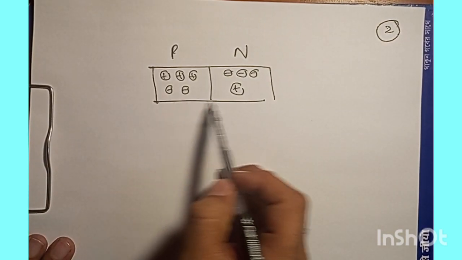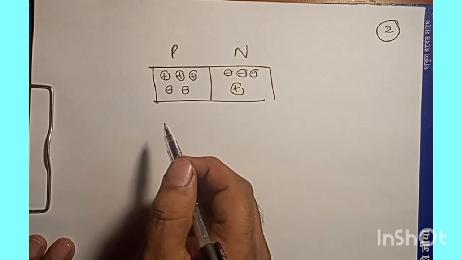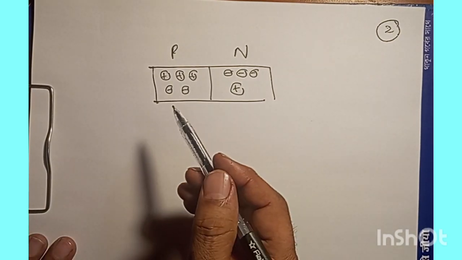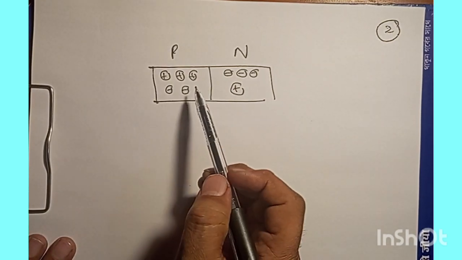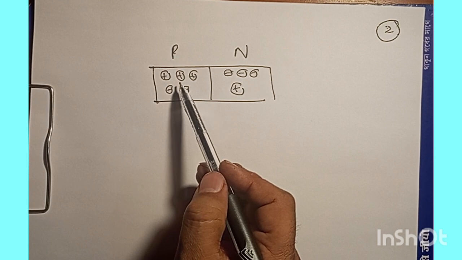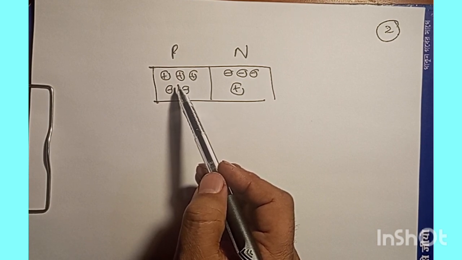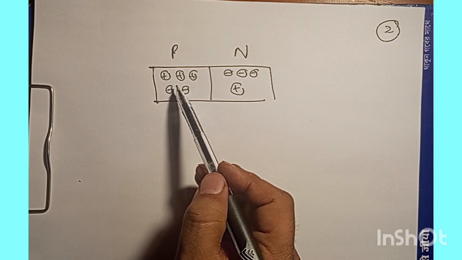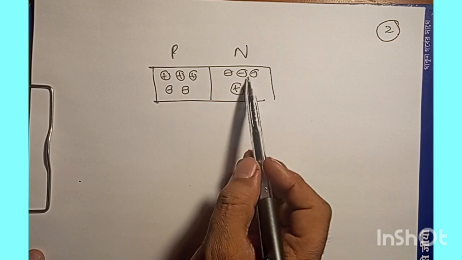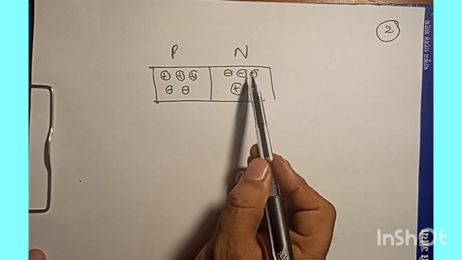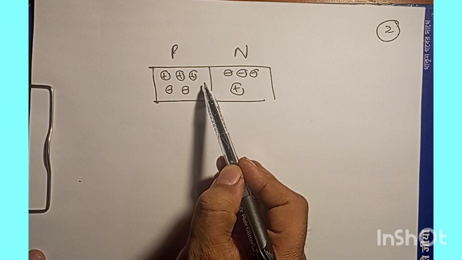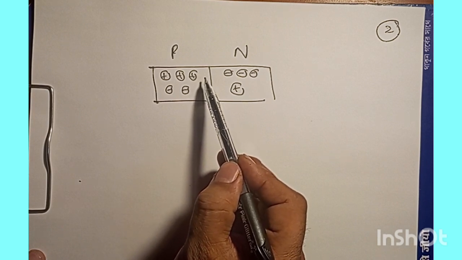So at the time of formation of the p-n junction, certainly there is the movement of charge, right? And what happens is that the concentration of holes in the p side is more than that on the n side of the p-n junction, and the concentration of electrons in the n side is more than the concentration of electrons in the p side. So this thing should be clear, okay?